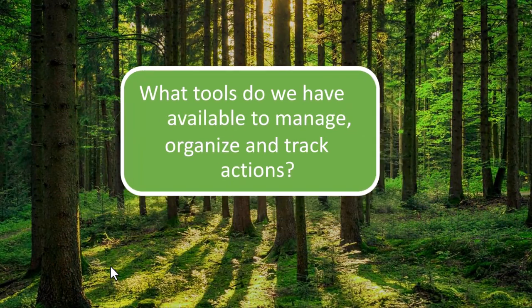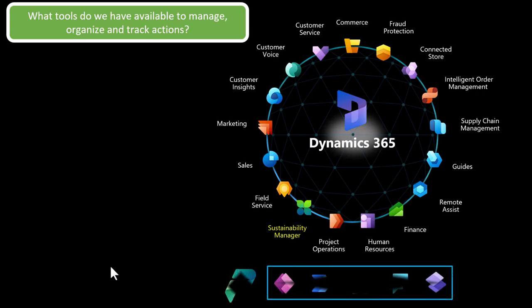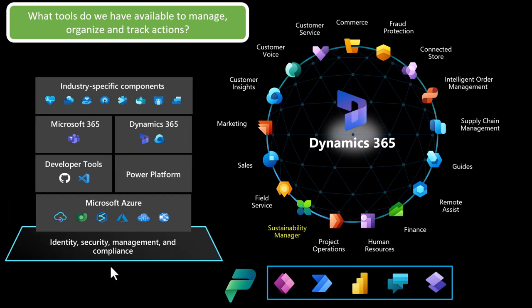And then the question is, of course, what kind of tools do we have available? How can we realize that? Well, if we know the sustainability manager, then we know that it's part of Dynamics 365. And you know that we have the Power Platform, and in the Power Platform we can connect all the different tools and pieces. And of course all of this sits on top of Azure, so we can use machine learning and other things to help us automate processes.